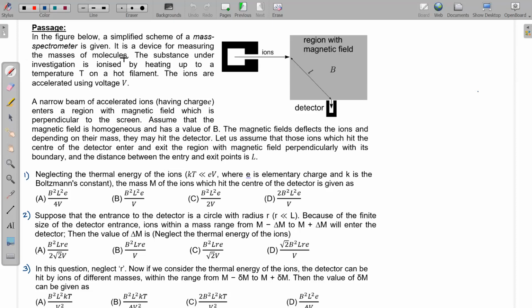हेलो एवरीवन। इस वीडियो में हम एक क्वेश्चन देखेंगे ऑन द कंसेप्ट ऑफ मास स्पेक्ट्रोमीटर. So in the figure below, a simplified scheme of a mass spectrometer is given. It is a device for measuring the masses of molecules.